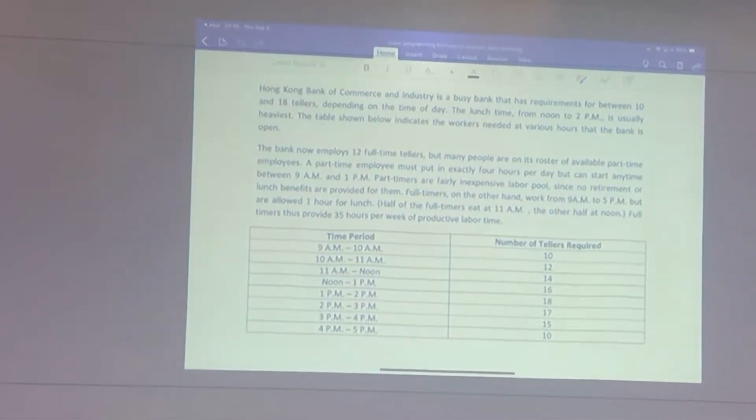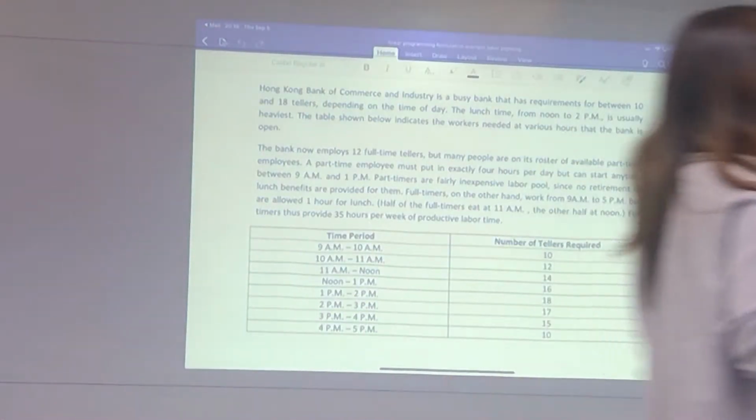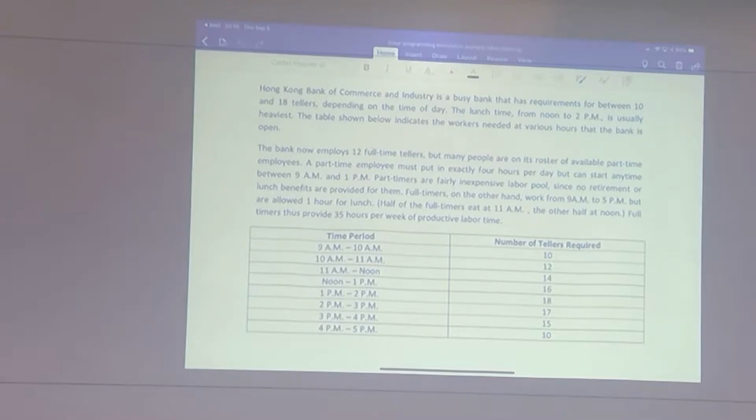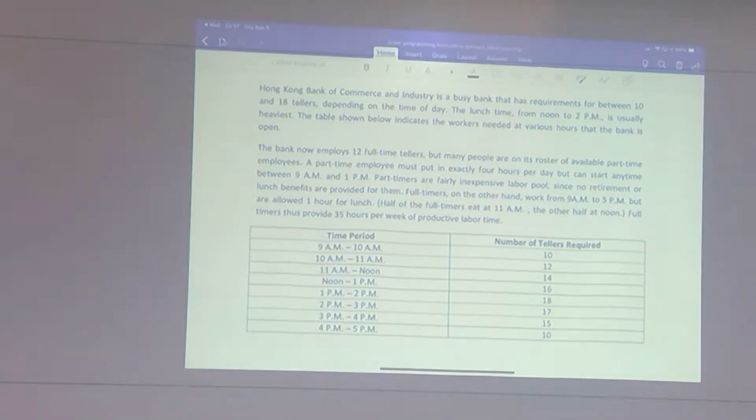Well, the BC Bank has a requirement for between 10 and 18 tellers, depending on the time of day. Lunch time is from noon to 2 p.m., and it's usually the heaviest. The table shown below indicates the workers needed at various hours that the bank is open.